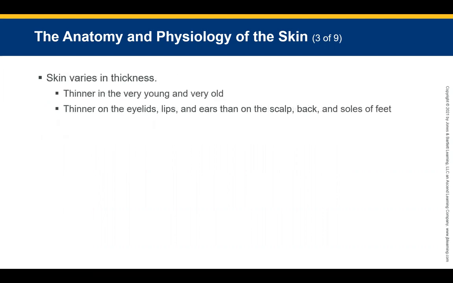So skin varies in thickness depending on the person's age and the skin location. Skin is thinner in the very young and very old, which is the reason why a lot of our geriatrics get skin tears. A lot of our young, when they slip, trip, and fall, they'll cut themselves pretty easily. Skin is thinner on the eyelids, lips, and ears than the scalp, back, and soles of the feet. So all of those are areas where the skin is thinner.